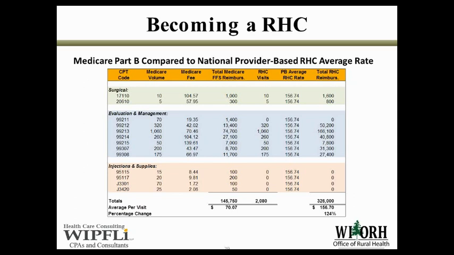Here we're showing an increase of 124%, going from an average payment per visit of $70 to an average payment per visit of almost $157. So again, there we've got a fairly significant increase in reimbursement for a clinic that becomes a provider-based rural health clinic to a hospital that's less than 50 beds.